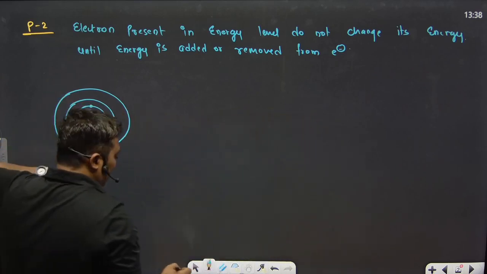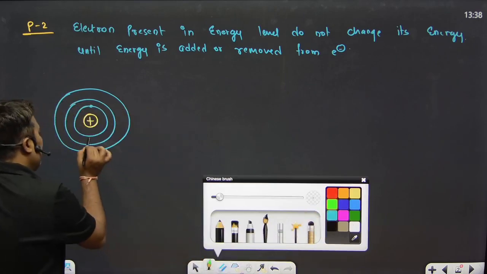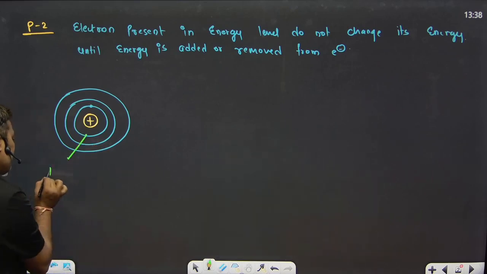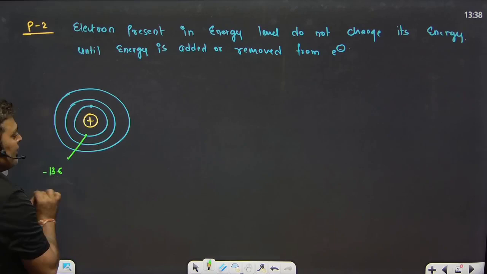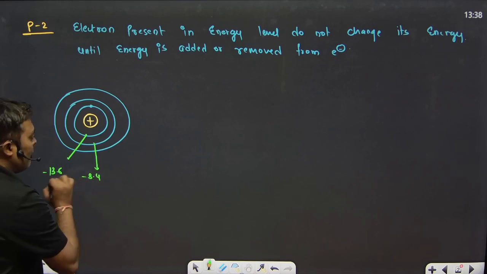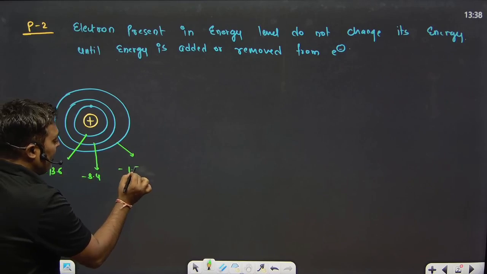So just now we computed the energy of the first energy level, which comes out to be minus 13.6 electron volt. For the second energy level we had minus 3.4 electron volt. For the third energy level, how much energy did we have? We had minus 1.5 electron volt.